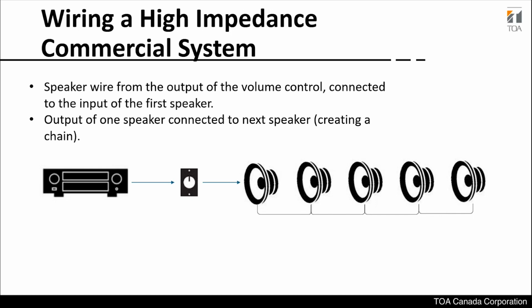Wiring a high impedance commercial system. In this case we are using the single zone setup. Take the speaker wire from the output of the volume control and connect it to the input of the first speaker. Then use the output of one speaker to connect to the next, and repeat these steps for the rest of the speakers in this setup to create a chain.